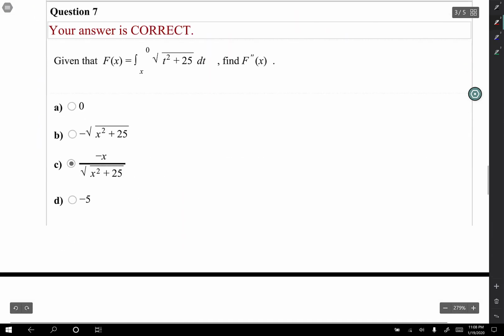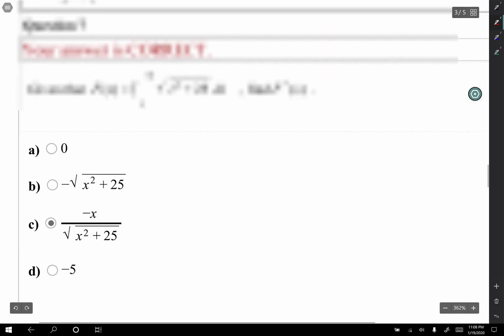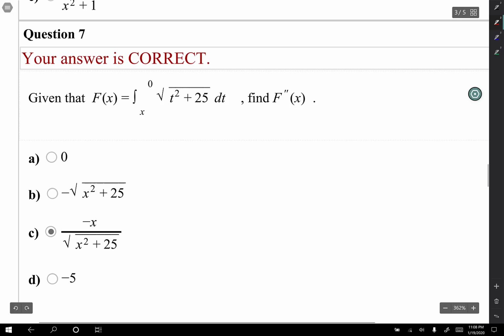Same thing, but notice or observe. Well, there we go. Observe that I cannot take a derivative just yet. I need to switch out these guys. I need to have the x on the top and I need to have a constant on the bottom. So when I do that, here's what I'm going to have.